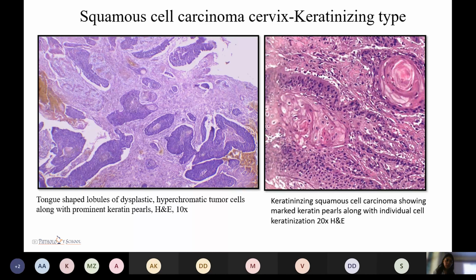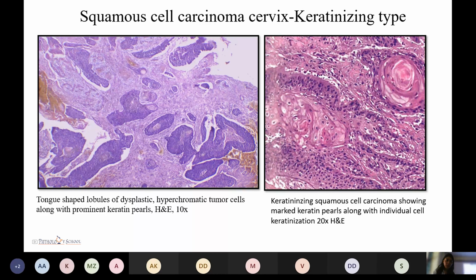Now, WHO has also mentioned that in some circumstances, when a very superficial biopsy has been sent, and in those cases where we cannot see the stromal invasion, then we are allowed to report it as stromal invasion must be excluded, and most likely it is squamous cell carcinoma cervix. Next, we have done P16 immunostaining, and here we can see the diffuse block positivity in squamous cell carcinoma cervix.